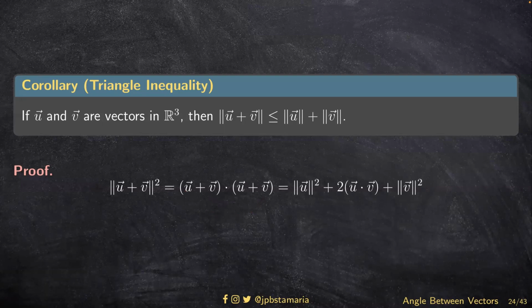Now here, for this U dot V, I will apply the Cauchy-Schwarz inequality. What does the Cauchy-Schwarz inequality say? U dot V, regardless of the sign, cannot exceed the product of the norms.